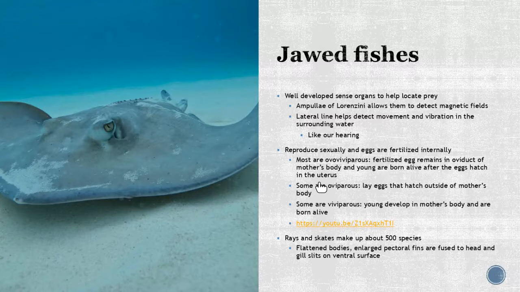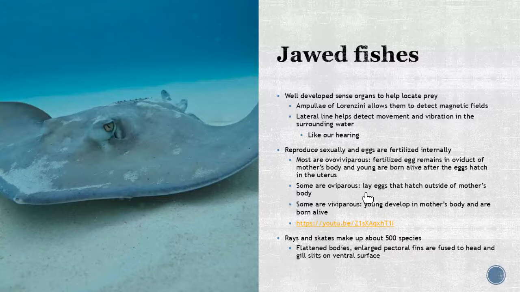Now, with these guys, they go through sexual reproduction, and eggs are fertilized internally. Now, I did put that one video where we talked about parthenogenesis with the sharks, but it's kind of interesting. They have some different groups within them. Most of them are ovoviviparous, where the fertilized egg remains in the oviduct in the mother's body, and the young are born alive after the eggs hatch in the uterus.